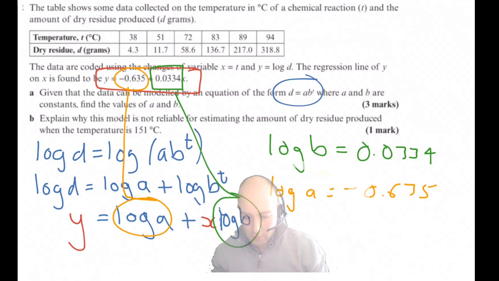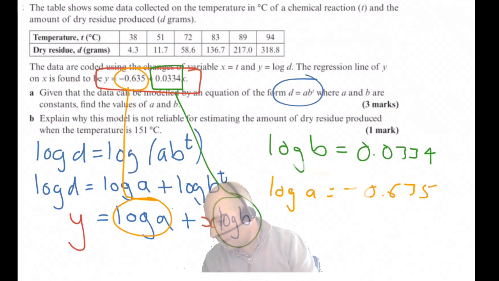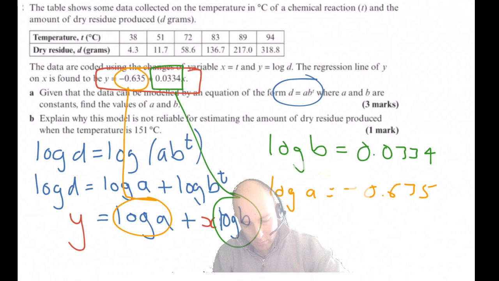So if you do that on your calculator, you should get b. B is 1.08, as Oliver said, and A is 0.232.